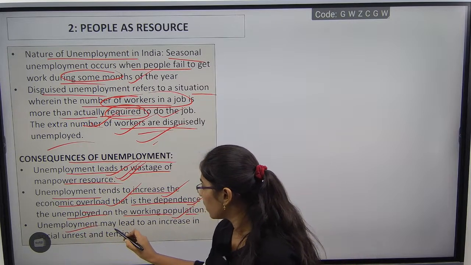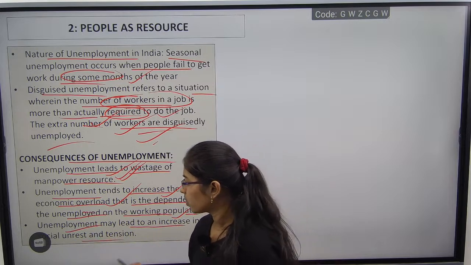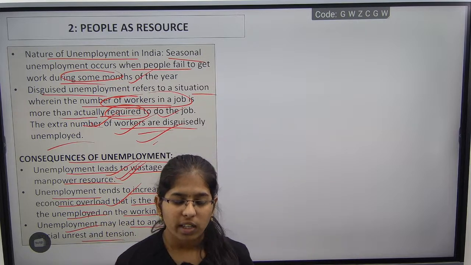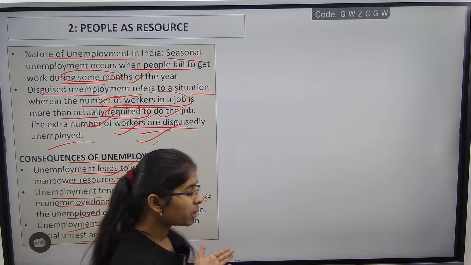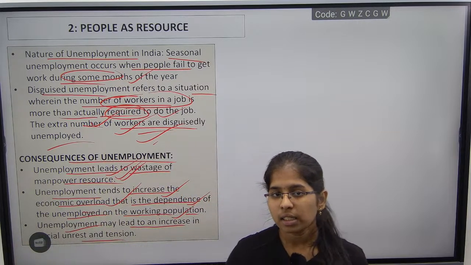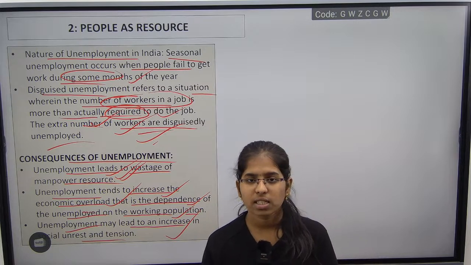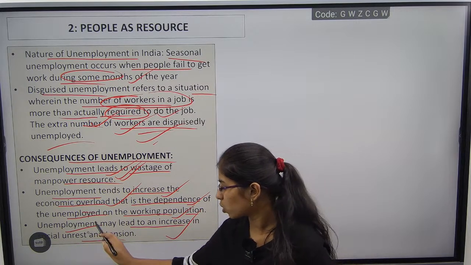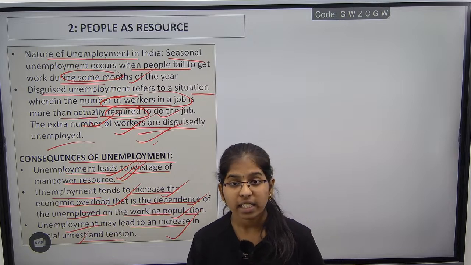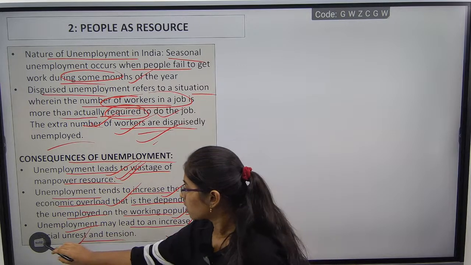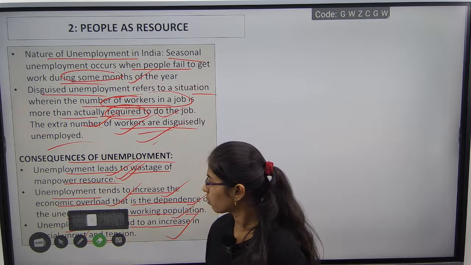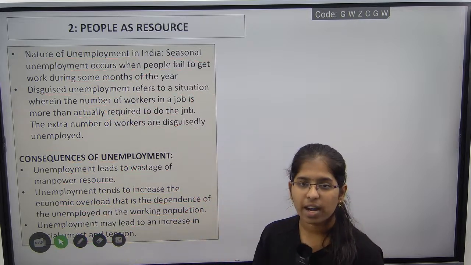And unemployment may lead to an increase in social unrest and tension. What will these people do? They have so much potential, but still they don't have any opportunities. Definitely they tend to make some kind of mistakes in the society, and there is social unrest and some kind of tension in the society. These are the consequences of unemployment.